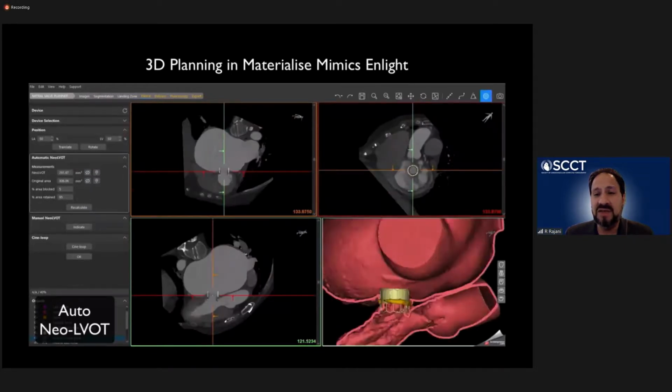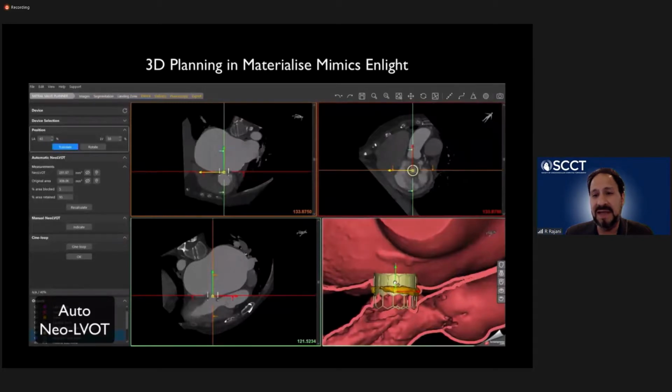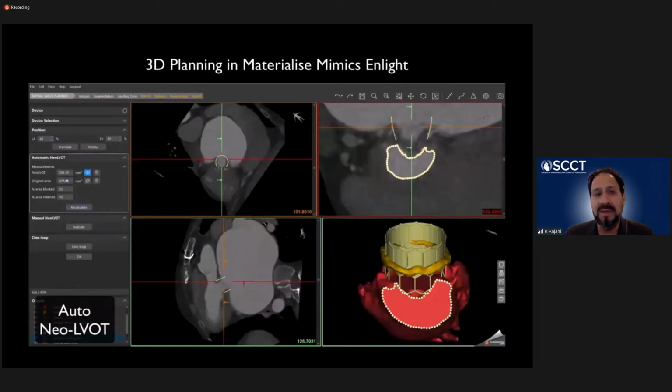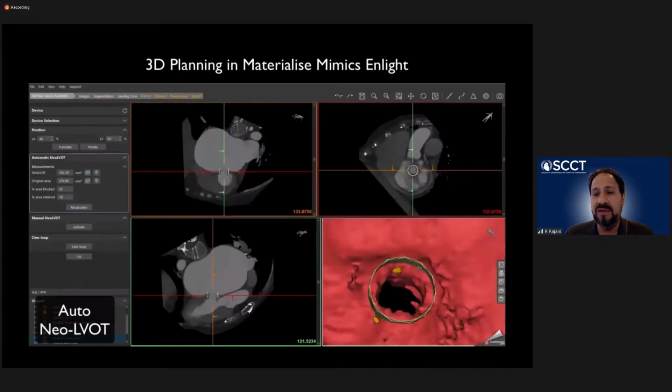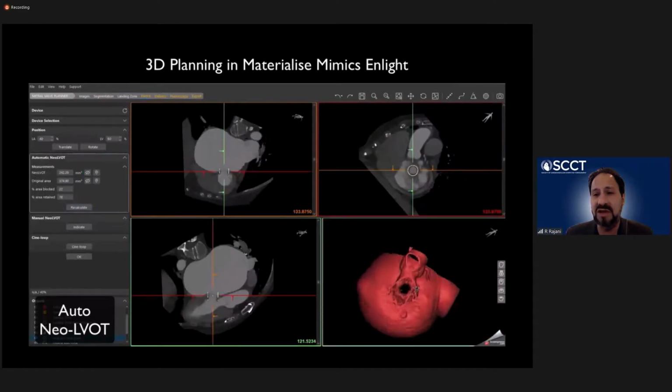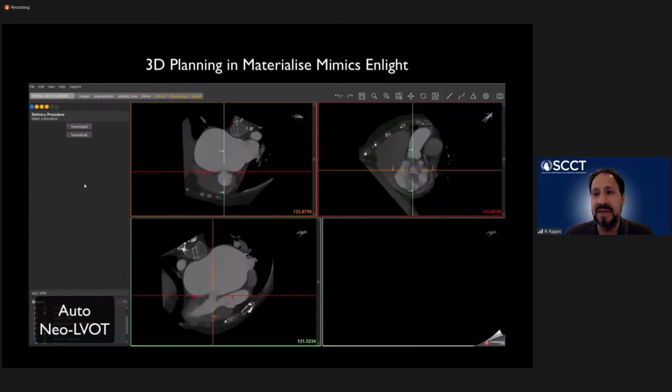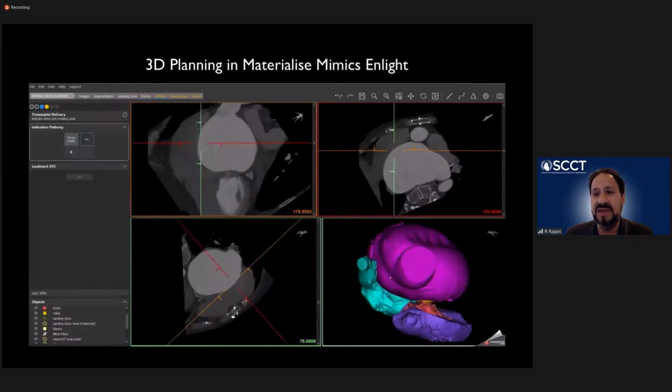Now this essentially is one of the final steps in the CT planning, that we're just looking at the optimal deployment zone. Once the optimal deployment zone is calculated, we'll be able to obtain the neo-left ventricular outflow tract area, look at the optimal fluoroscopic projections for the interventional cardiologist, and then be able to guide the actual procedure itself.